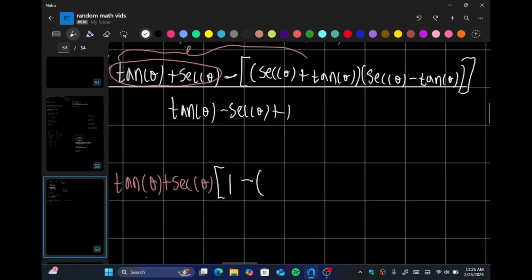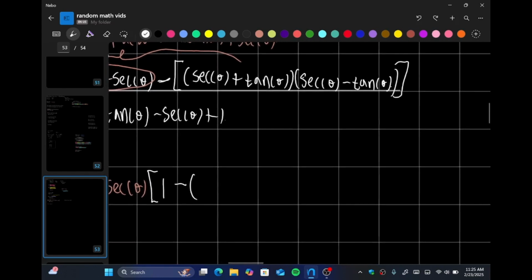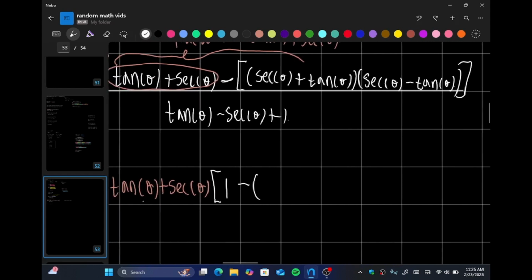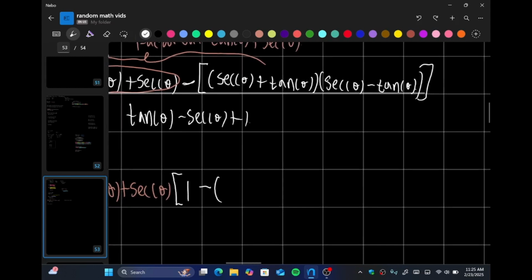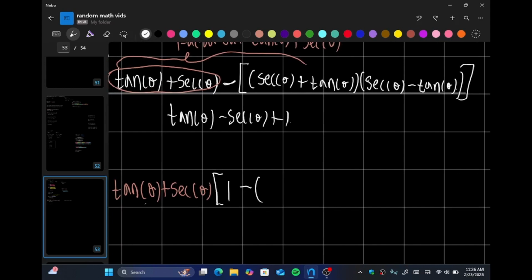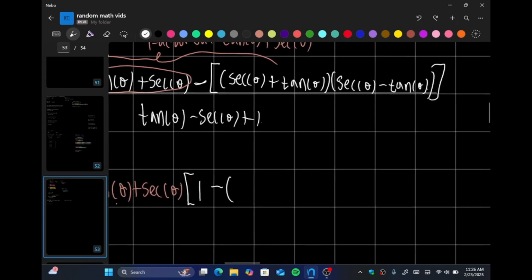I know it is confusing. Just like you understand, there's a bracket here, so you must keep it in parentheses when you do 1 minus, okay? This is all just algebra. So it is a little tricky. So we're going to go ahead and do that. It's going to go 1 and then minus, and then it's going to go secant theta minus tan theta.